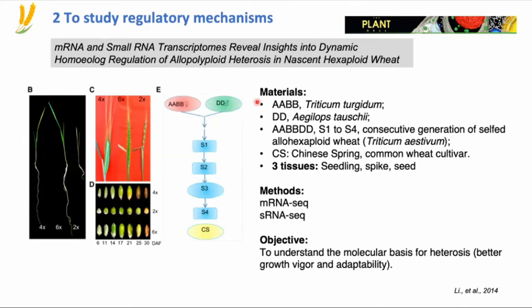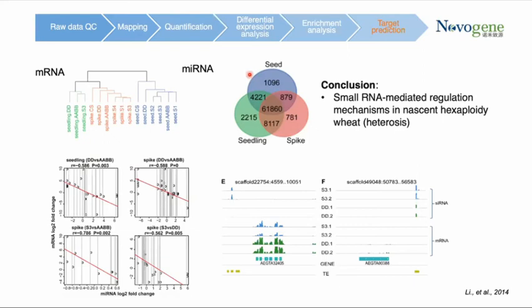So their materials involve a lot of different species, such as the tetraploid female parent, diploid male parent, and their offspring generations, and also a common wheat cultivar in China. And they also involve different tissues, such as seedlings, spike, and seeds. One of the questions they want to answer is to find out the molecular basis for the heterosis. And in our analysis, except the basic one, we also include the target prediction step for the microRNA.